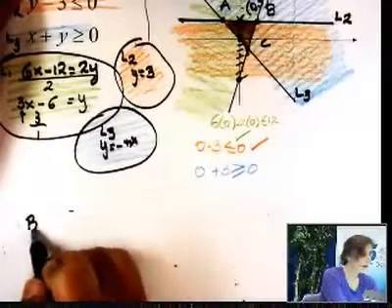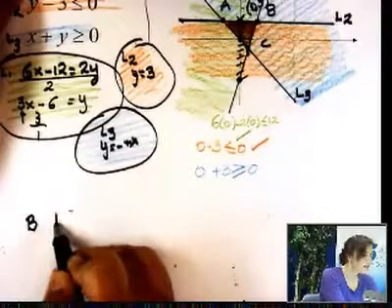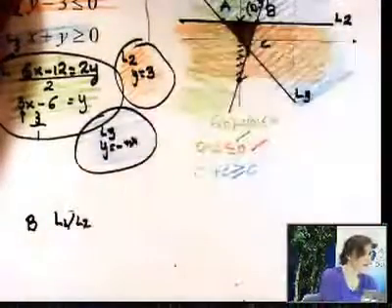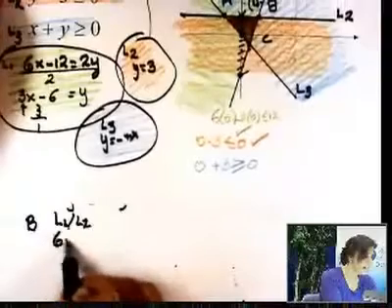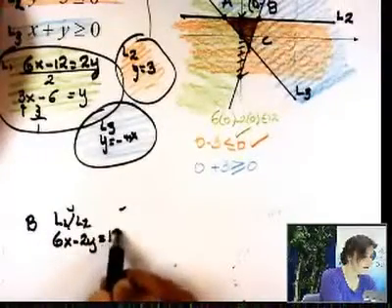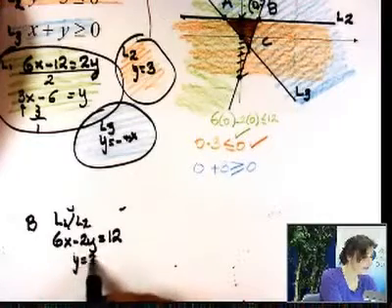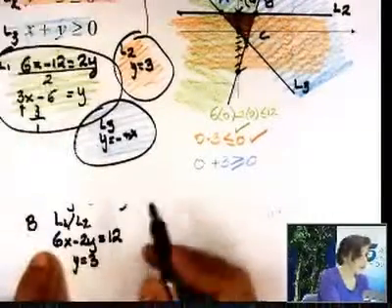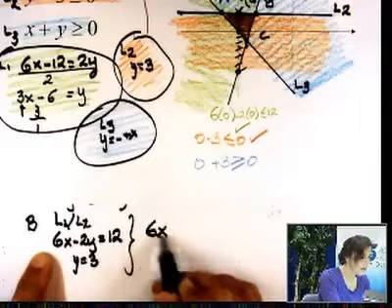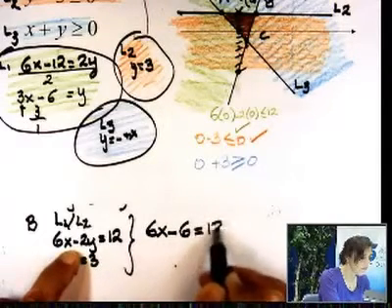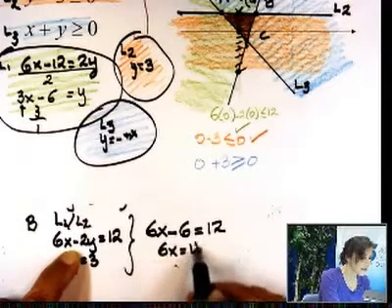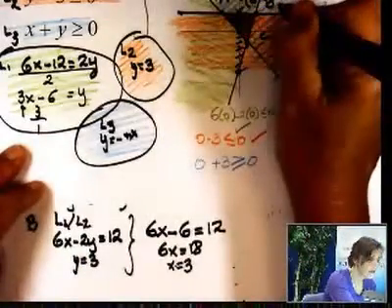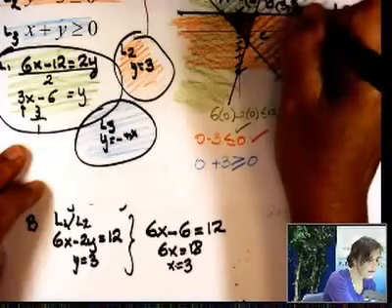For B, I'll look at where they overlap, which lines. That one is the intersection of L1 and L2. Do you see that? L1 and L2. Let's write those equations. L1 is 6x minus 2y equals 12. And L2 is y equals 3. All right, can I solve that one? Y equals 3, so put 3 in here, so you're going to end up with 6x minus 6 equals 12. 6x equals 18. X equals 3. Very good. What does that mean? So this one is 3, 3.